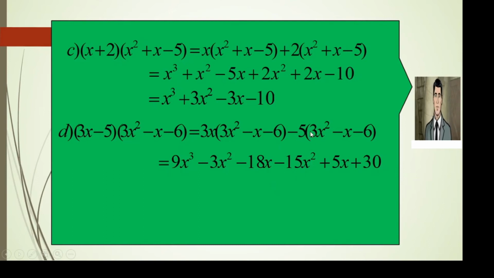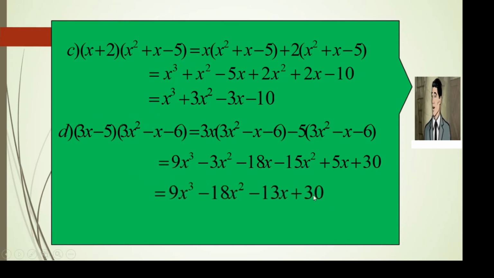Then negative 5 distribute to this quantity. So negative 5 times 3x squared. So multiply first the numerical coefficient, and that is negative 15. Then copy x squared. Then negative 5 times negative x, and that is positive 5x. Negative 5 times negative 30, and that is positive 30.